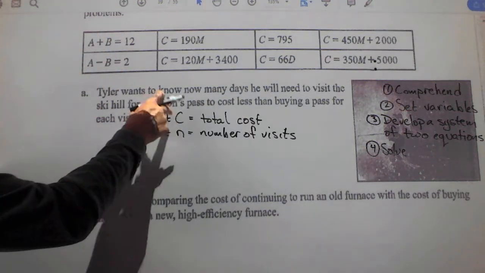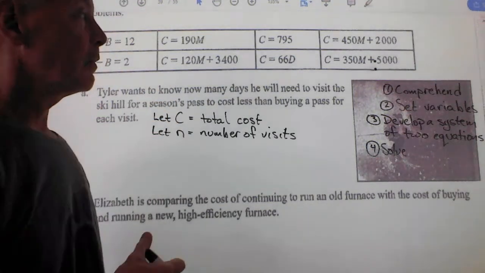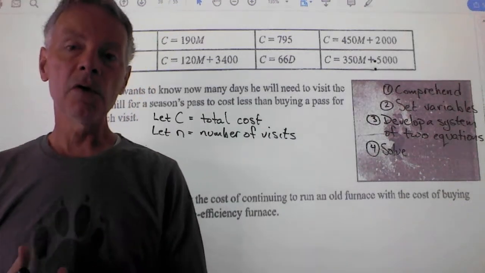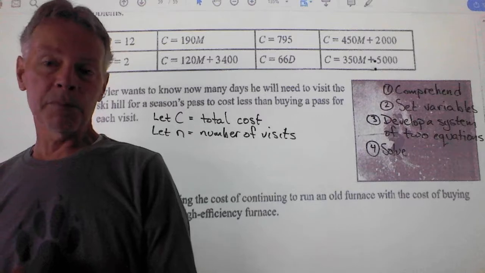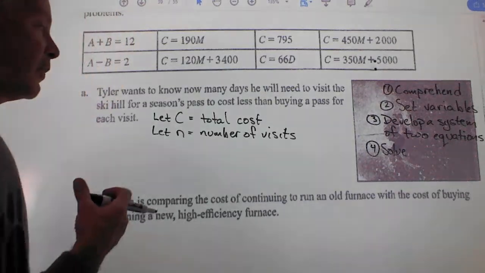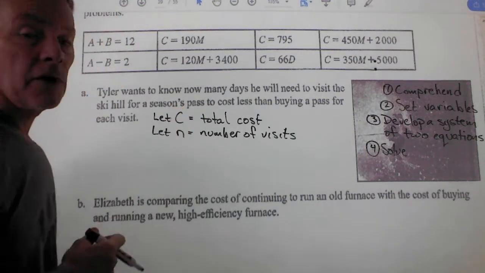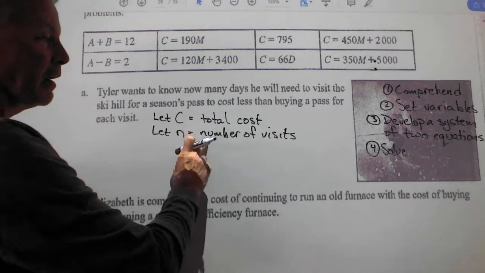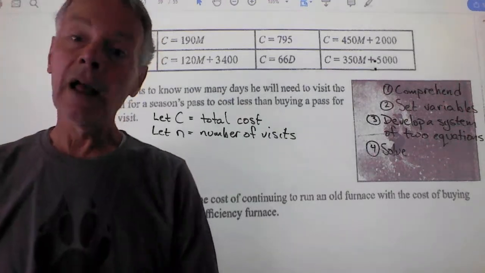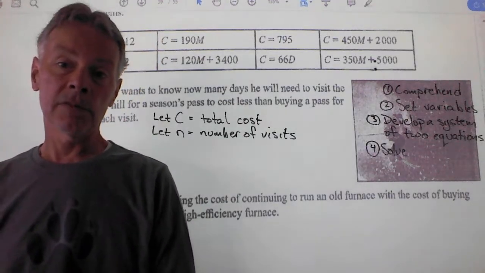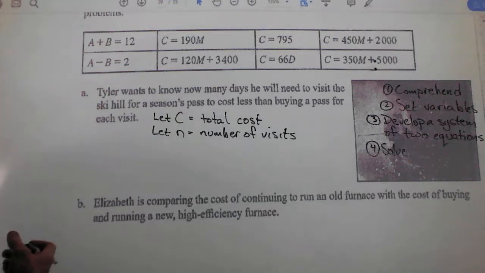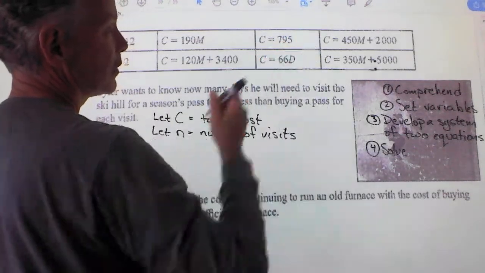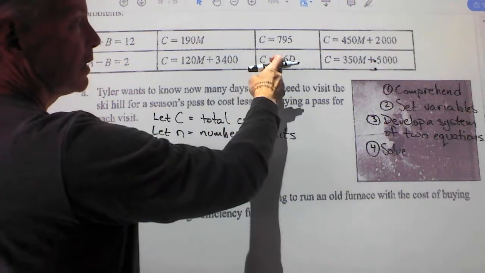Now the numbers don't really matter, but what we're after is a description of the situation. So an equation that would describe him buying a season's pass would simply have a total cost that he lays out. That total cost is not going to depend at all on the number of visits because it's a season's pass. So we have a system of equations here that very nicely describes it.